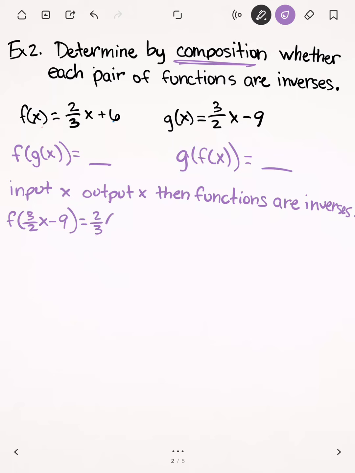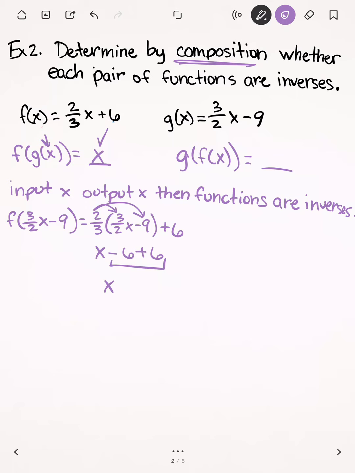So I have 2/3. Instead of x, I'm plugging in the 3/2 x minus 9, plus 6. I distribute: 2/3 times 3/2 is just an x. Then 2/3 times a -9. Well, I'm going to multiply 2 times -9. That is a -18. I take -18 and divide it by 3. That's a -6 plus 6. Combine these two like terms. -6 plus 6 is 0, so I have just x. My input was x. My output is x. So far, we're on the right track for them being inverses.